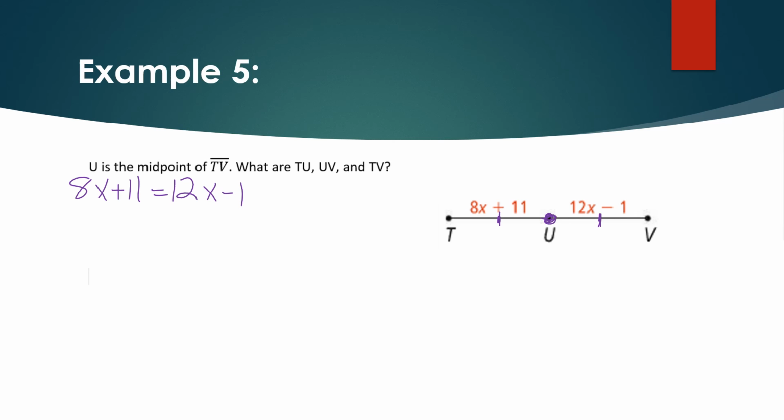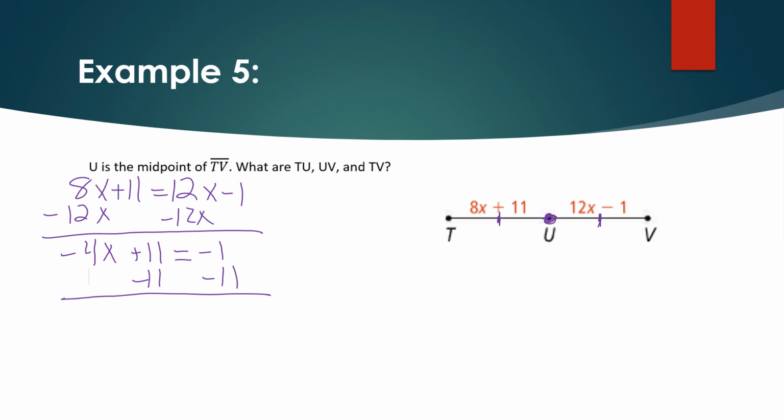So to solve for x, I need to get all my x's on the same side. I usually get things on the left. So let's subtract 2x from both sides. 8x minus 2x is going to give us 6x. Plus 11 equals negative 1. So I need to then subtract 11 from both sides. So if I do that, I'm going to get 6x equals negative 12. To get x by itself, I'm going to divide by 6. I get that x equals negative 2.